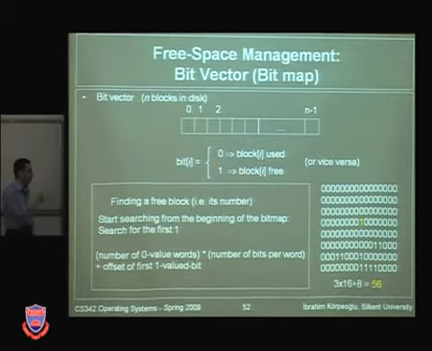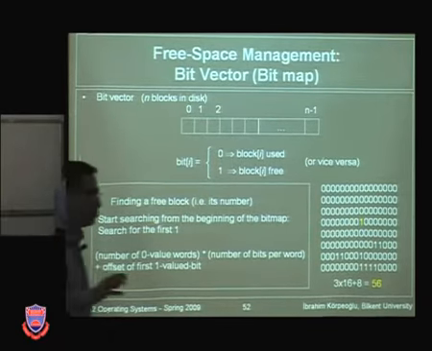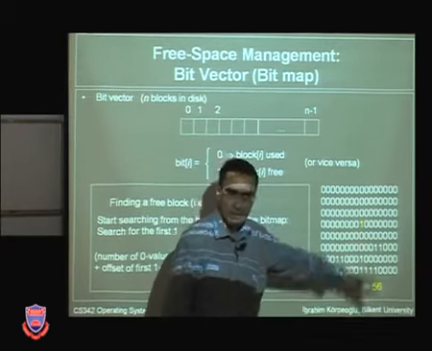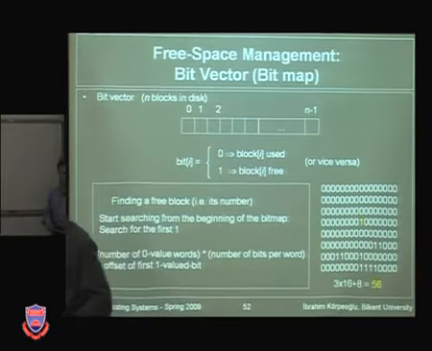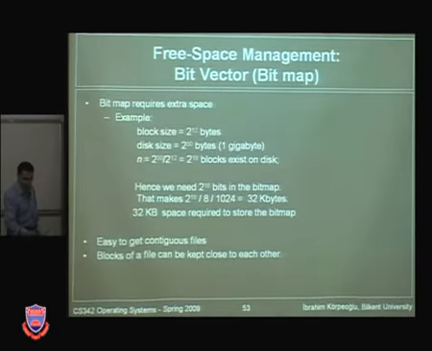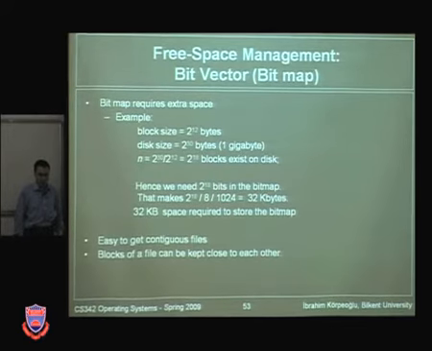You can now allocate that block to a file. So that block now becomes used, and you have to change that 1 to 0. Is it clear how we can search for a free block? So this is how we can use the bitmap. The idea is very simple.